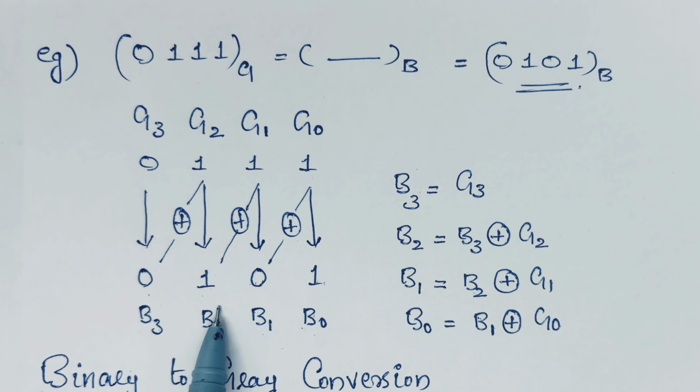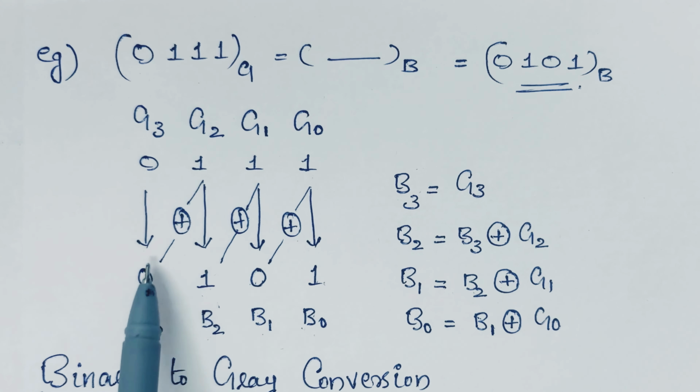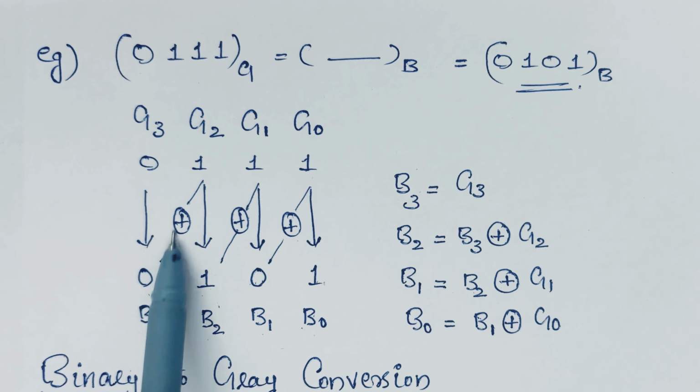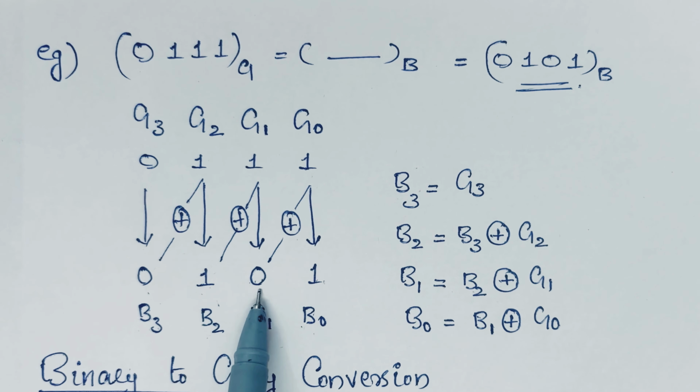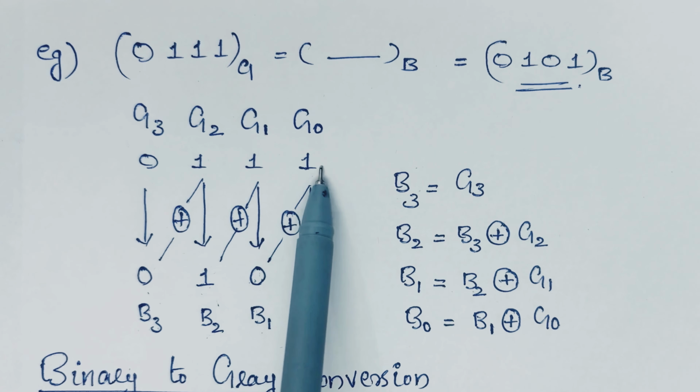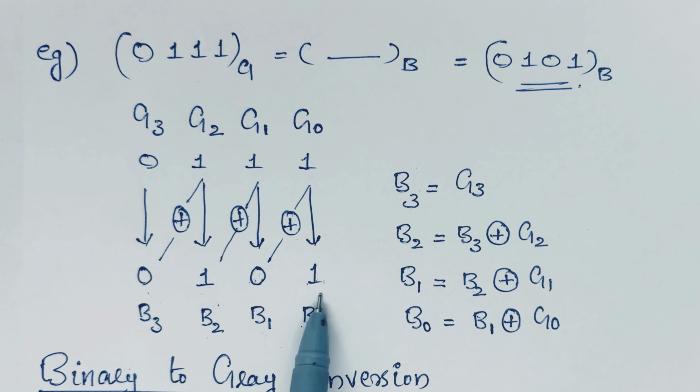Now the next bit in binary we get by the XOR operation of this previous resultant bit with the next gray code bit. That means 0 XOR 1. 0 XOR 1 is 1. Then the next binary bit, 1 XOR 1, 0. Then 0 XOR 1, 1. So the resultant binary code is 0101.